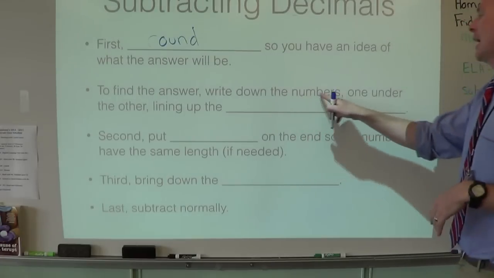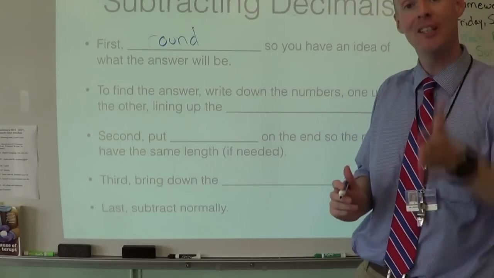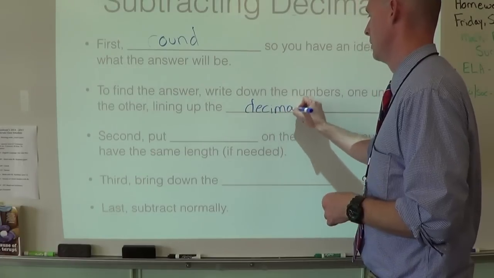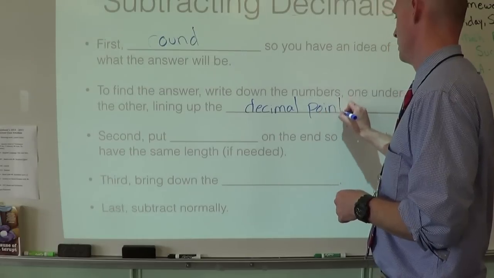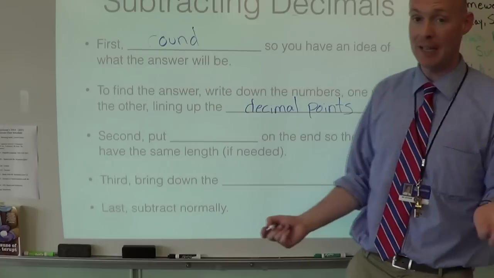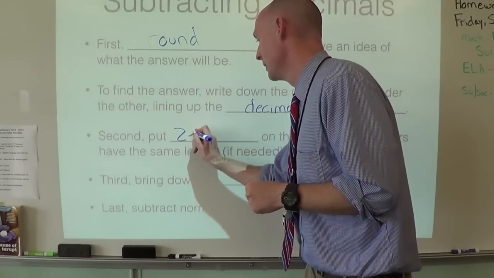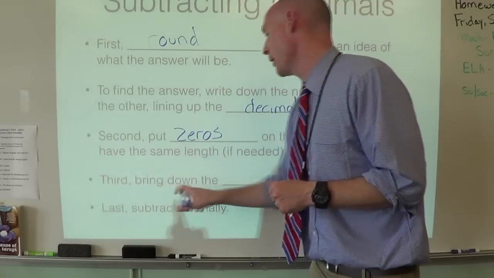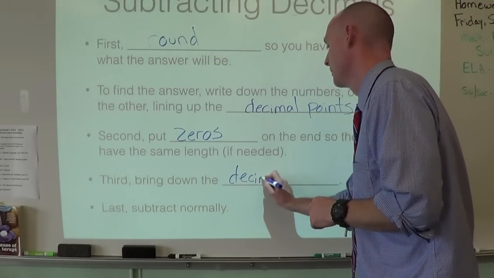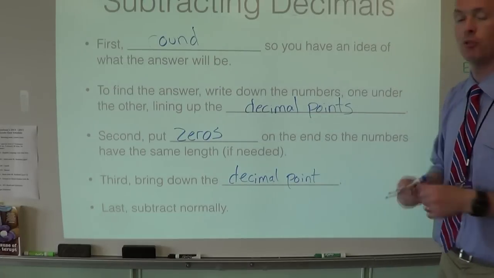To find the answer, write down the numbers, one under the other, lining up the, it should sound familiar, decimal points. Second, put zeros on the end so the numbers have the same length if needed. Again, if the numbers are different lengths, we're going to have to add zeros. Third, bring down the decimal point. Last, you're going to subtract normally.